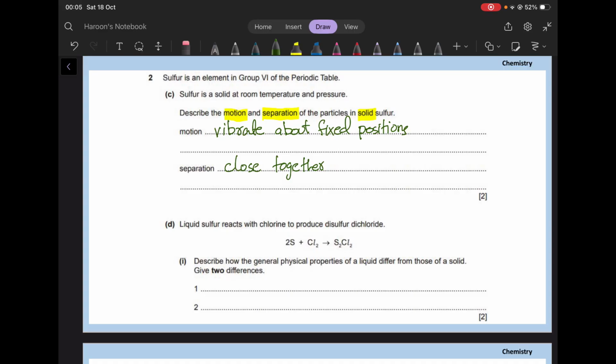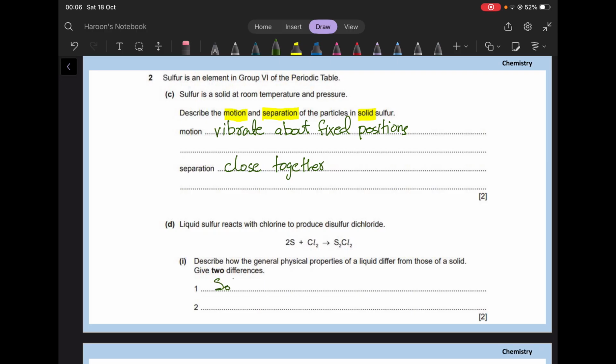Now, next, liquid sulfur reacts with chlorine to produce disulfur dichloride. Describe how the general physical properties of a liquid differ from those of a solid. So, differences between liquids and solids. Give two differences. The first can be like solids, they have a fixed shape, right? Meanwhile, liquids, they don't have a fixed shape. That is why they take the shape of the container.